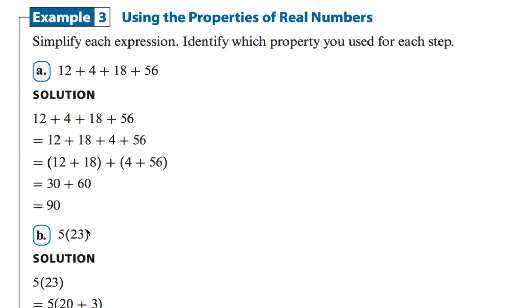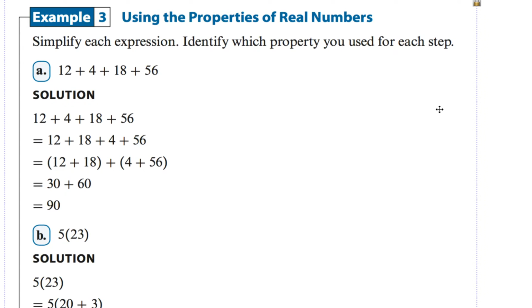Example 3 says simplify each expression, identify which property you used for each step. So letter A, we've got 4 numbers we're adding together. So we're going to start with those 4 numbers, and you can use a different order if it makes the numbers easier to add together, perhaps in your head. And it looks to me like 12 and 18 you can add together easily, and 4 and 56 you can add together easily. So first of all, we used the commutative property to go ahead and reorder those.